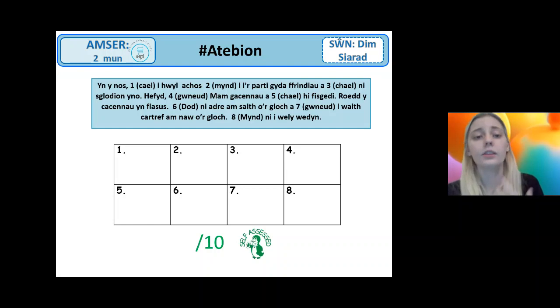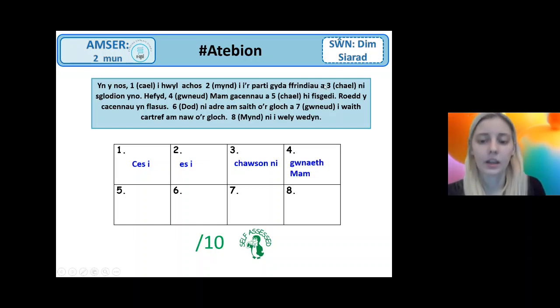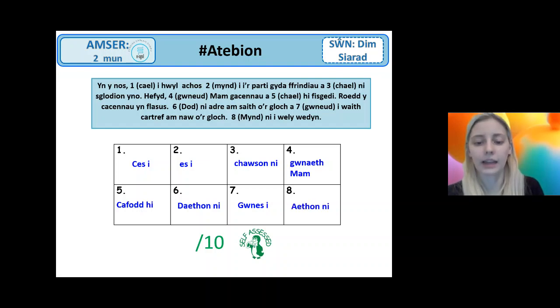you need to change to "I had". So first one, "ticioch", Casey. And so I went. "Chawson", so remember, usually it is "Chawson", but it's "Chawson" today, just because of the aspirate mutation there. "Gwynaeth mam", mam made. "Cafodd he", she had. "Daethon ni", we went, or we came. "Gwnes I", I did. And "aethon ni".